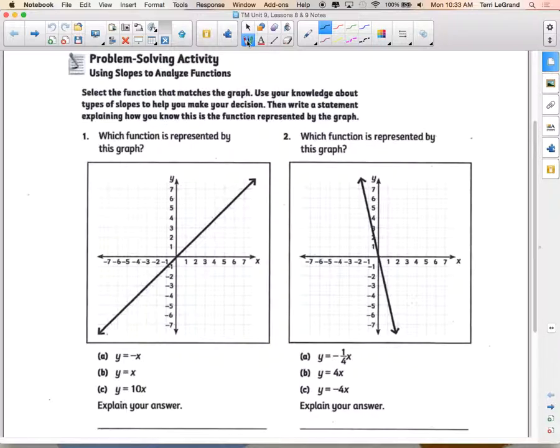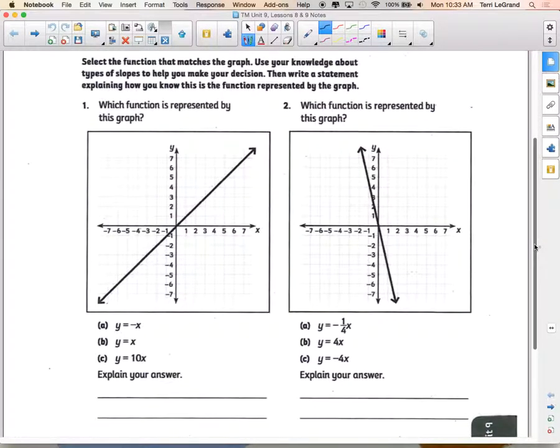Today we're going to work with slope to help us find the function or the equation name for a line on a graph. To do that, we are going to determine the slope of that line using the rise over the run. And then that should help us pick the equation, because what else did we learn last week about that slope? Where is it located in the equation?